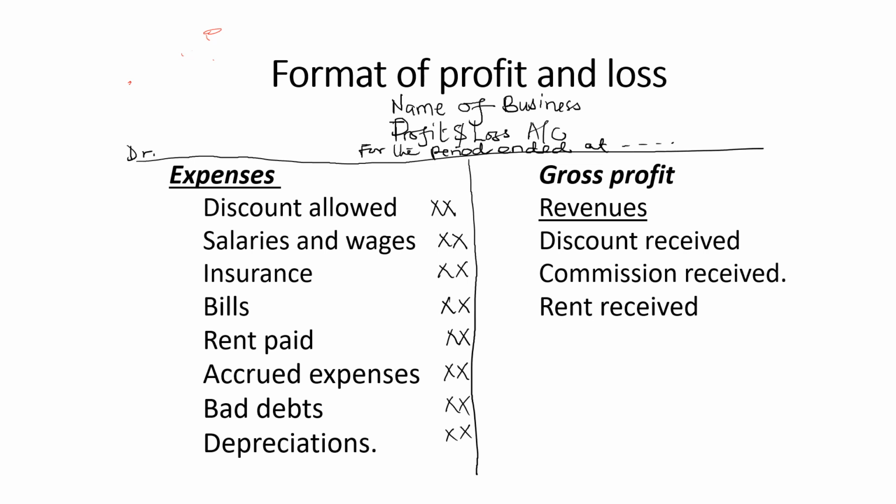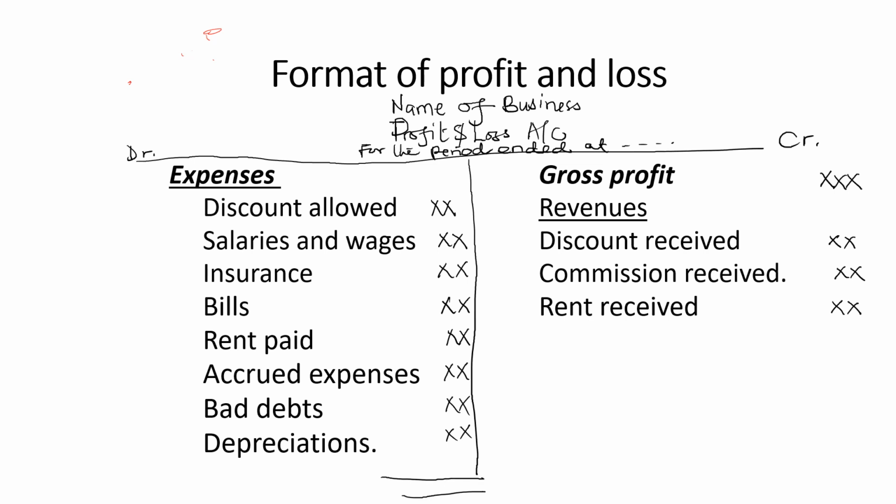Then discounts. Discount received is an income. Commission received, income. Rent received, income, plus the gross profit from the trading account. Now, you may be given information that there was a gross profit realized. If there is a gross profit realized, we are adding it to the revenues on the credit side of our trading profit and loss account. And from there, we are checking on the totals.